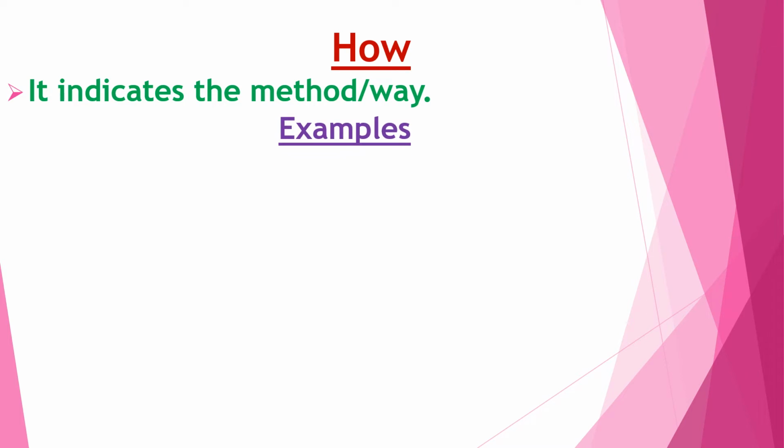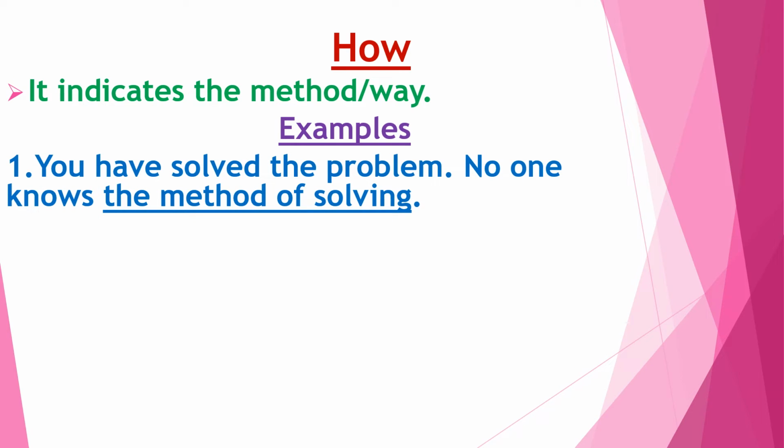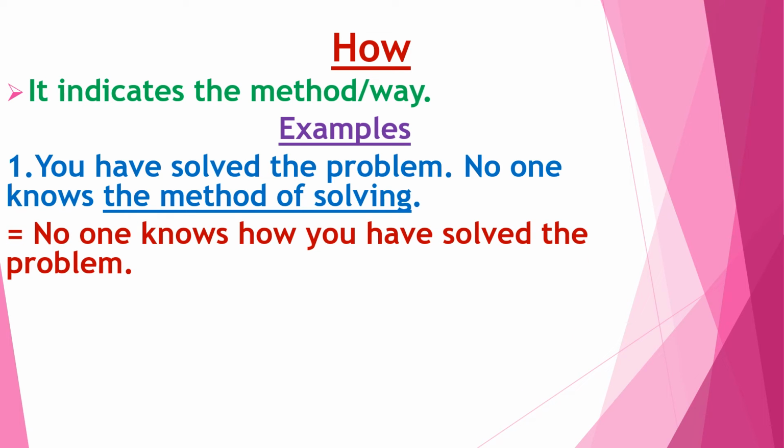Now see some examples. The first example: You have solved the problem. No one knows the method of solving. Look at the second sentence. There you find the word "method" of solving. So you can join these two sentences using "how." At first we use the second sentence, "no one knows the method of solving." Here "the method of solving," we need to remove it. So "no one knows," and then we use the joining word "how." And then the first sentence, "you have solved the problem."